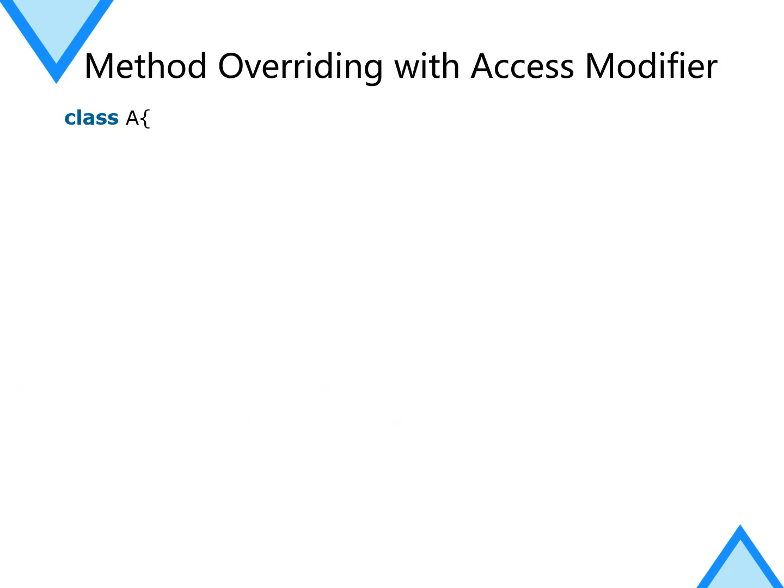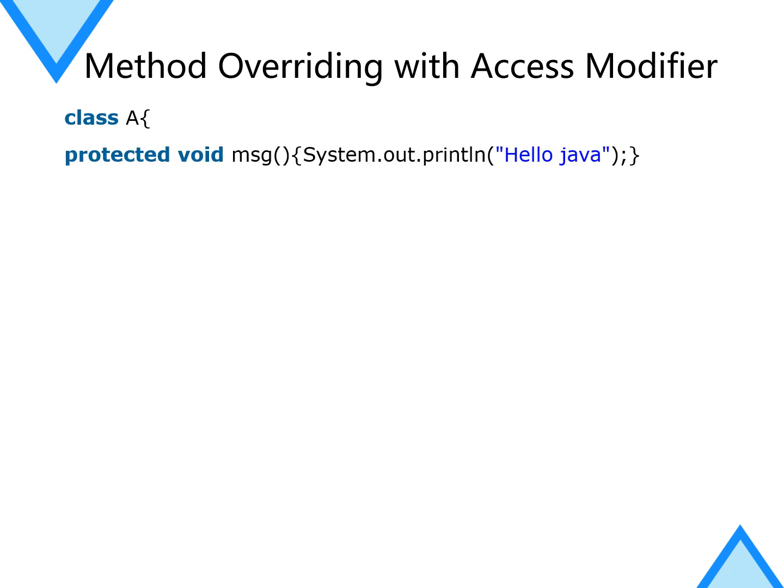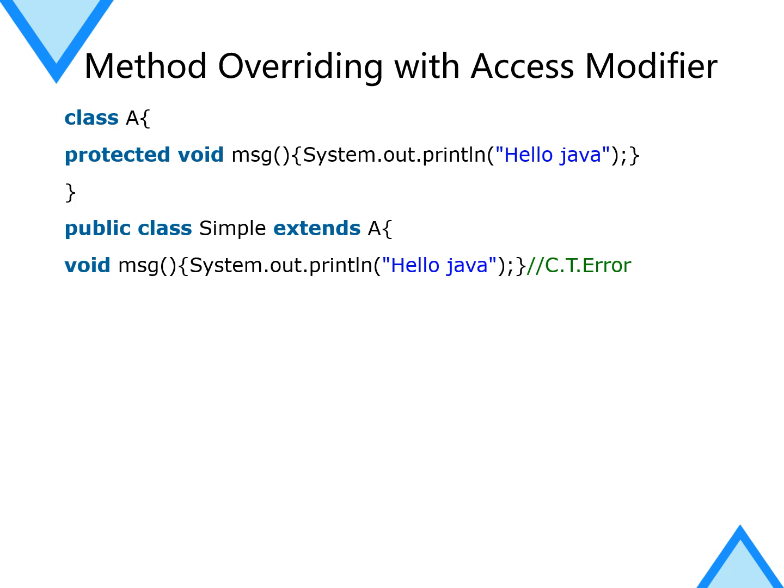So let's discuss method overriding with access modifiers, and here we want to learn how the default modifier will work. We have a class A which has a method message showing a simple message like hello Java. We have another class Simple which extends class A, and it also has the method message, so the method message is overridden here, and it also shows a message hello Java. If you look here, the message method does not have an access modifier. We did not write public or private or protected, so it will take the default access modifier.